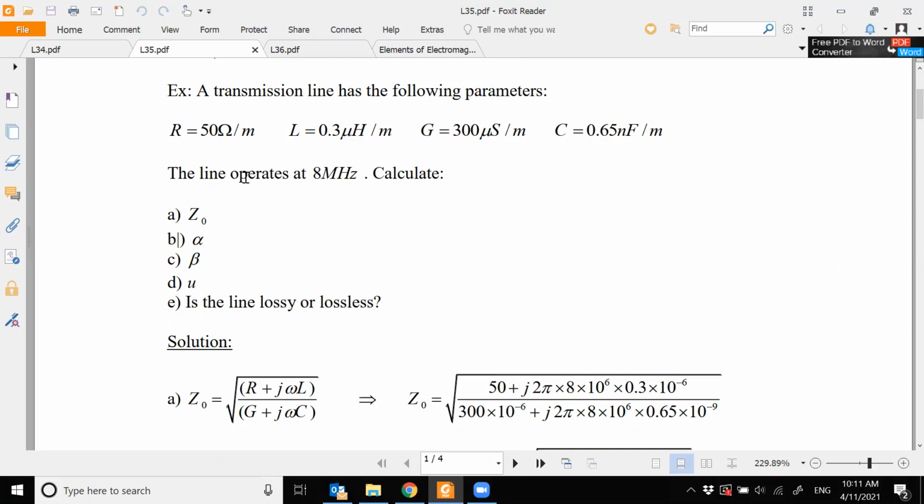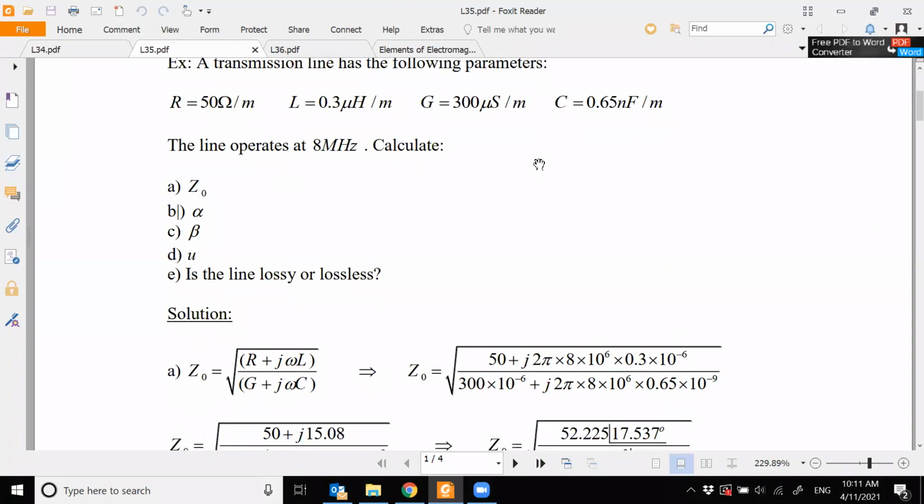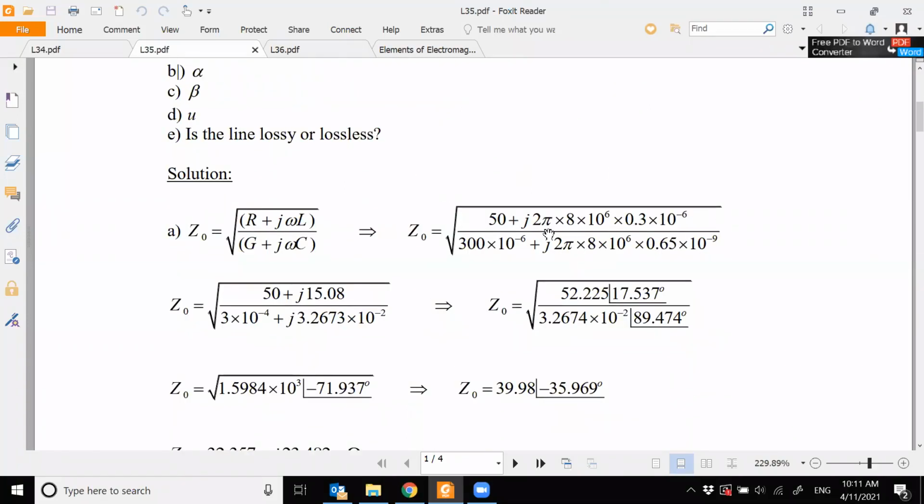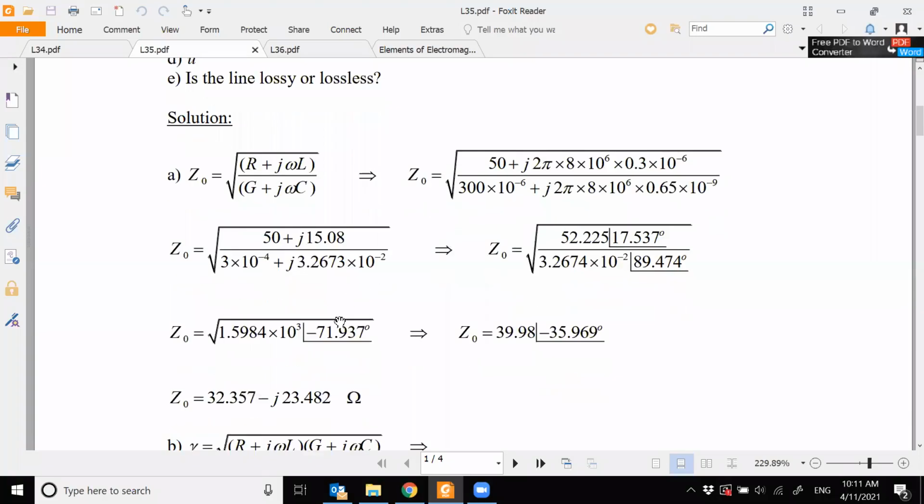They are normalized to the length, which we discussed in the last class, because all these are distributed along the complete length. So in order to quantify it, we use per length. We normalize it to the length of our transmission line. So once you substitute here, you need your calculators, and then you will see that this is my impedance, which is around 40 ohms, angle minus 36 degrees.